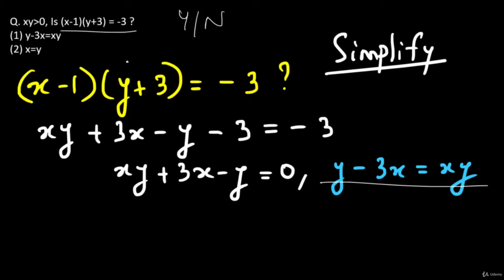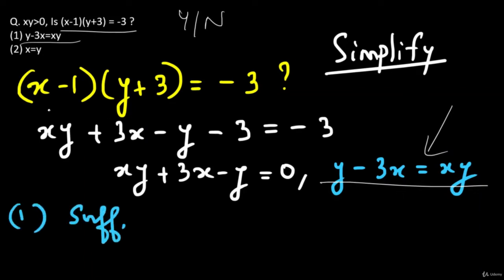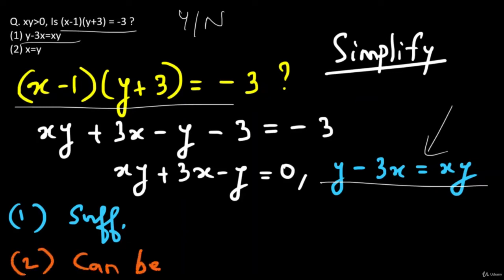Now let's check statement 1. It says that y minus 3x is equal to xy. That is exactly what we got over here. Therefore, statement 1 is sufficient. If this is true, then this is true and I have a definite yes, right? So statement 1 alone is sufficient. What about statement 2 alone? Statement 2 alone can give you a yes or a no. So it's not sufficient, right?